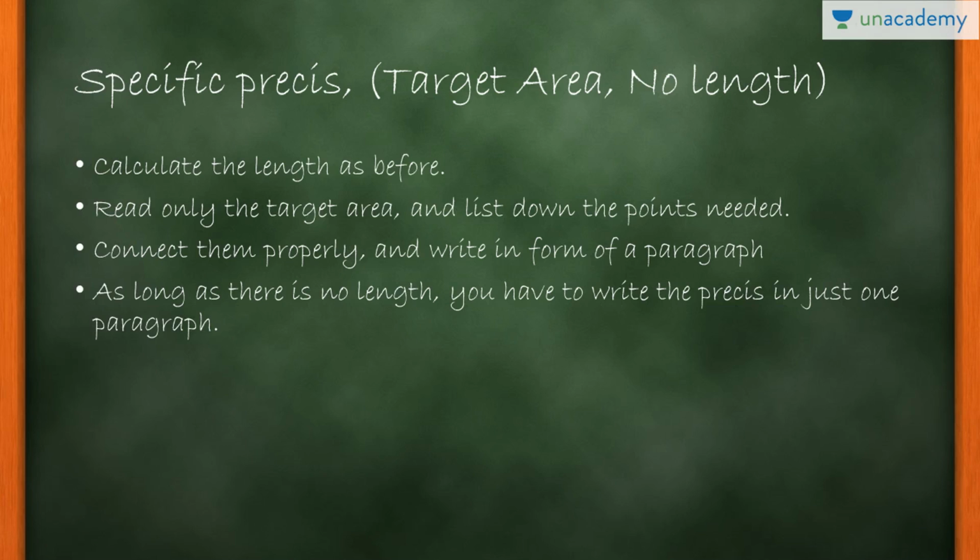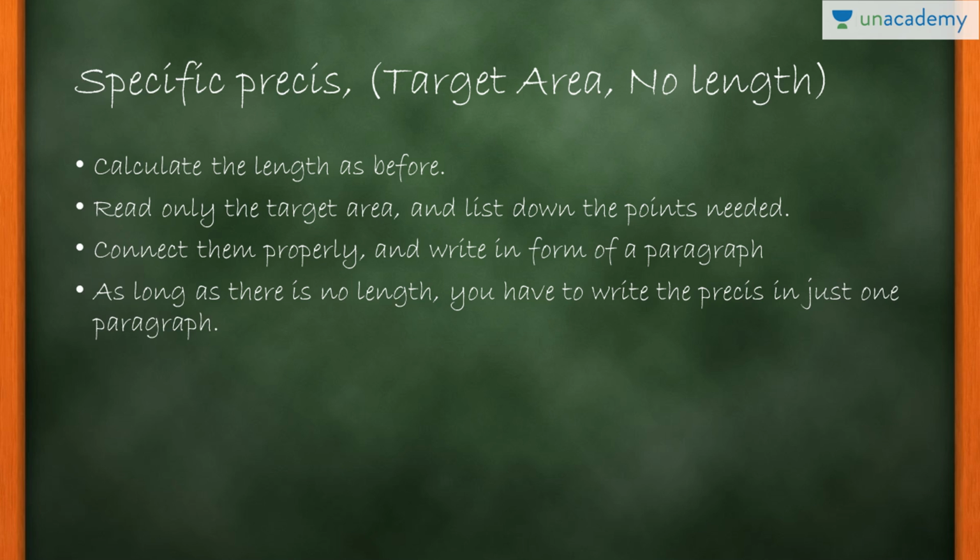So again, you need to find out the number of words that are needed in this Precis. Then you read down the target area, you make your points, and like the previous one, you build a little paragraph and write down your points to create that whole Precis. And again, since there is no length given, remember this, that your Precis needs to be a one paragraph Precis. You cannot break down a Precis into paragraphs, because it is very short.